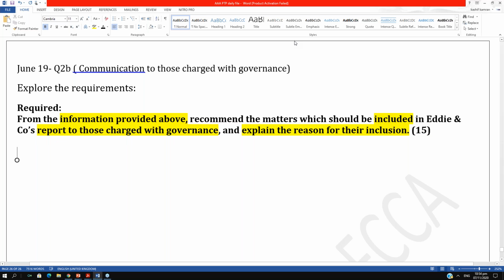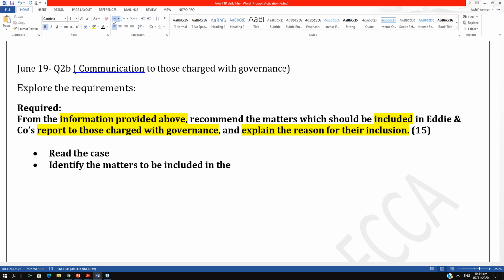Let's see how. The examiner is saying from the information above, so you will read the case. And when you're reading the case, what will you do? You will identify the matters to be included in the report to those charged with governance, and for each matter, you explain why.